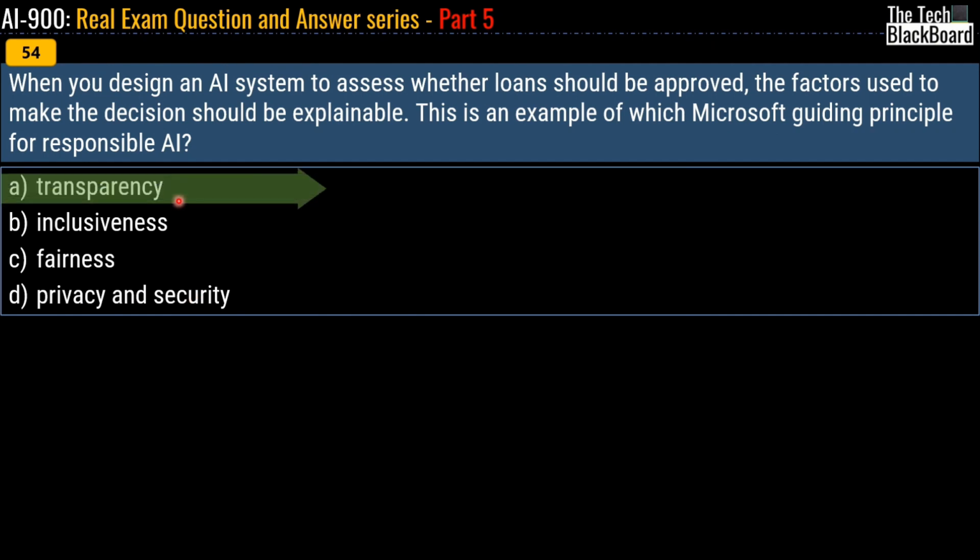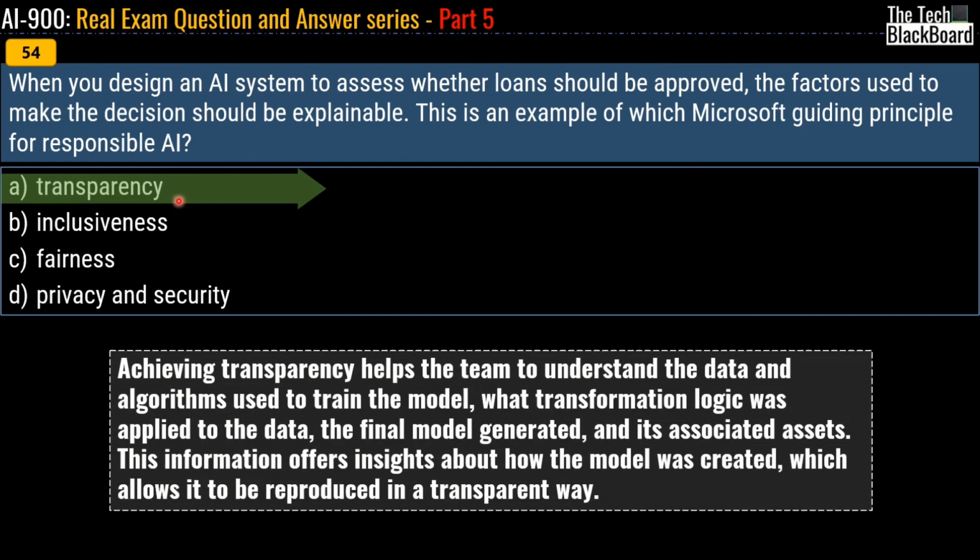Now let me give you a little bit more detail on transparency. Achieving transparency helps the team to understand the data and algorithms used to train the model, what transformation logic was applied to the data, the final model that was generated, and its associated assets. This information offers insights about how the model was created, which allows it to be reproduced in a transparent way. And that's why transparency is the option that fits this question well.